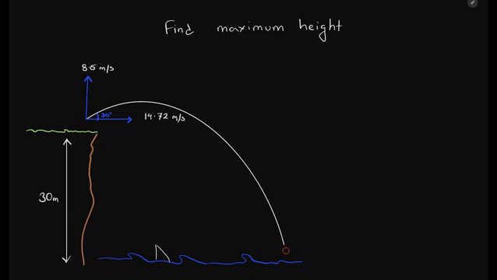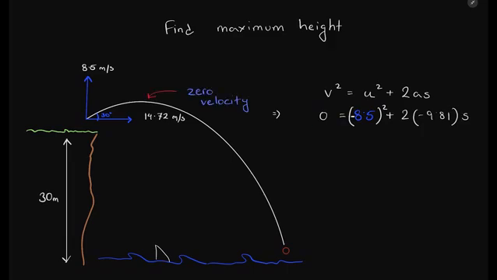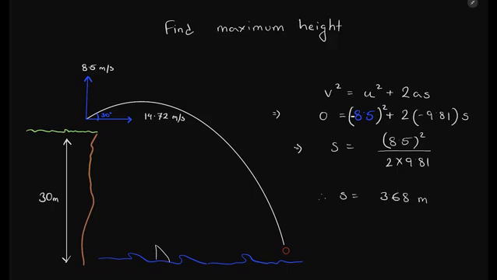Moving on, let's say the question asks for the maximum height of the ball. I do not have the time, so I cannot use the formula v equals u plus at. That is why I will be using the formula v squared equals u squared plus 2as. As we need to find the height, which is a vertical component, we will be using the vertical values for velocity. That is why in the initial velocity I am using 8.5 meters per second, and the final velocity, when the ball reaches the top, the vertical velocity is 0. Then the answer comes out to be 3.68 meters.